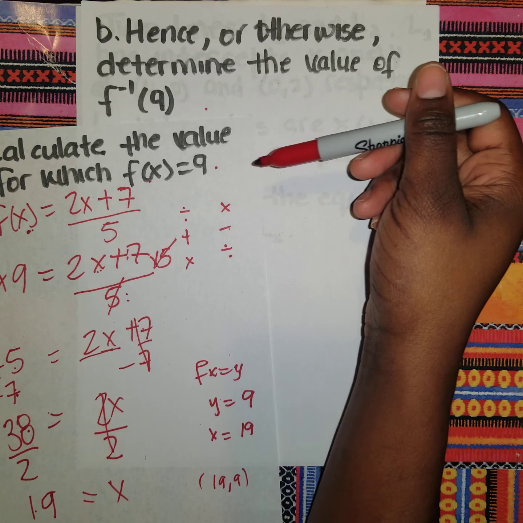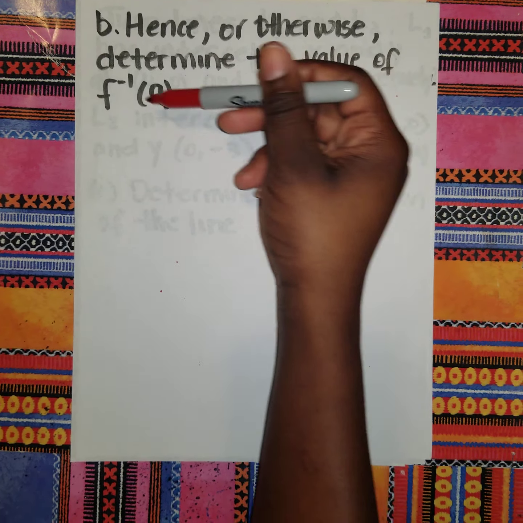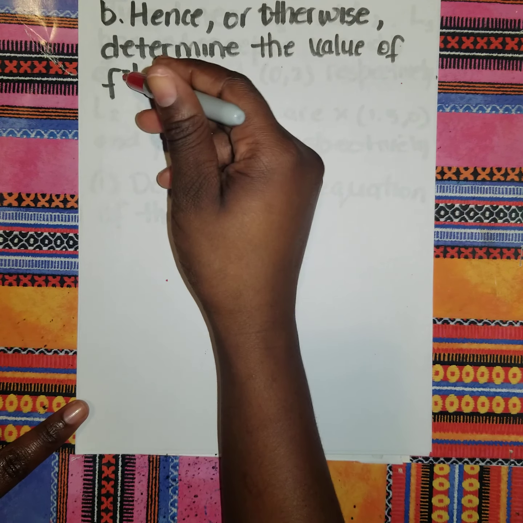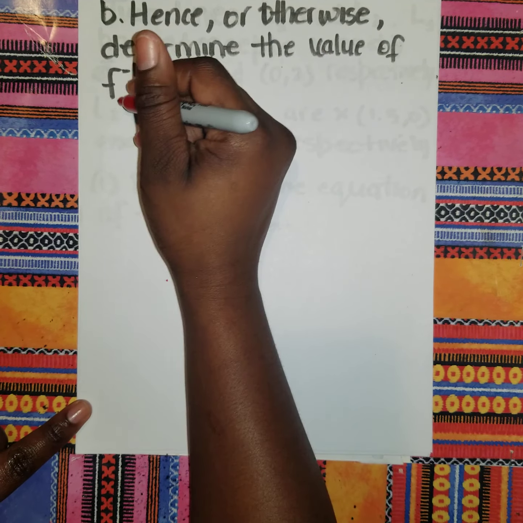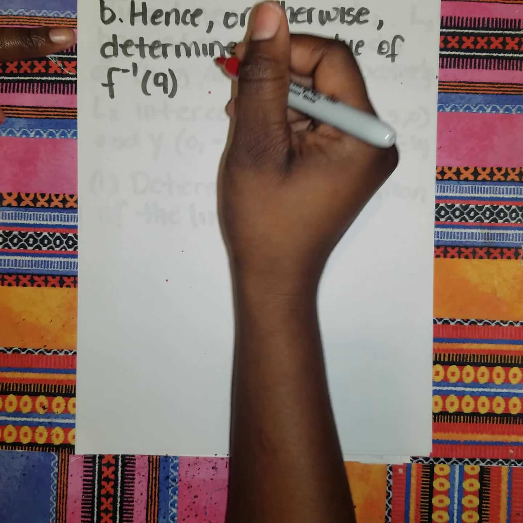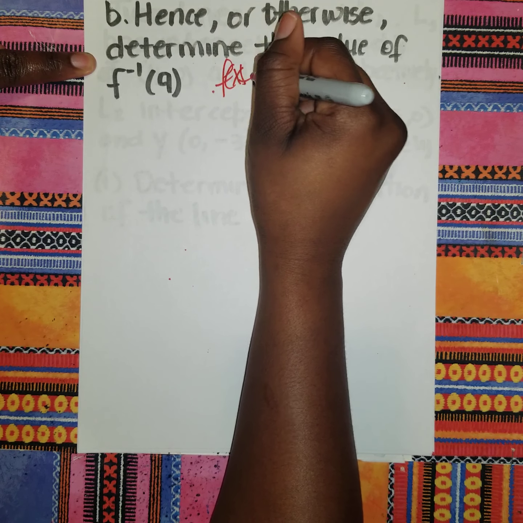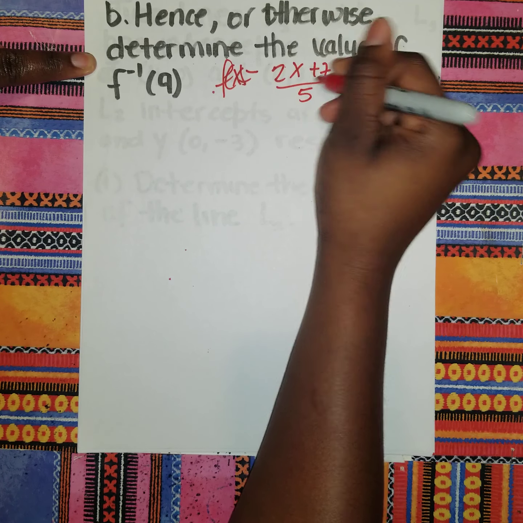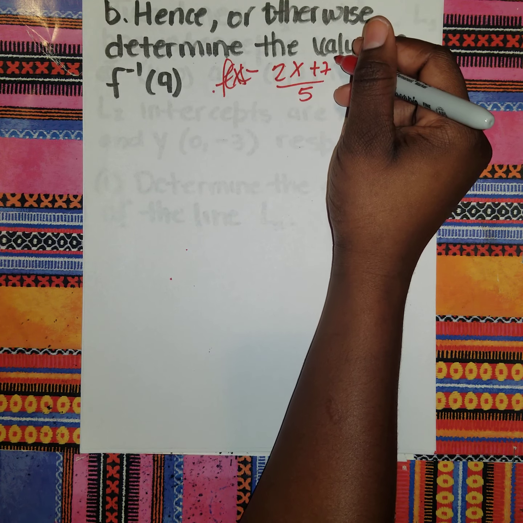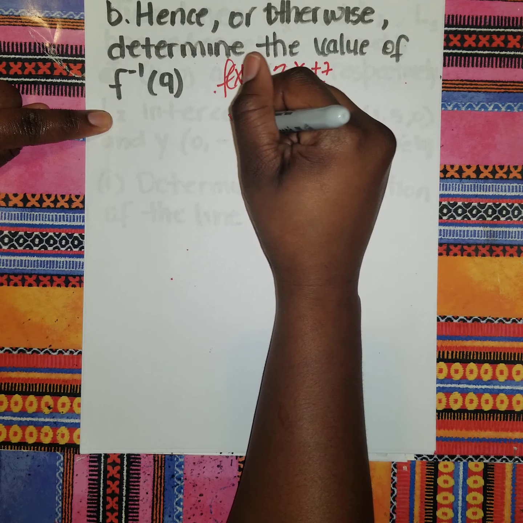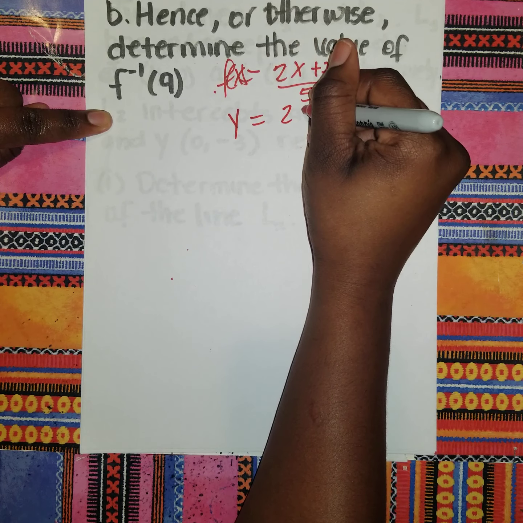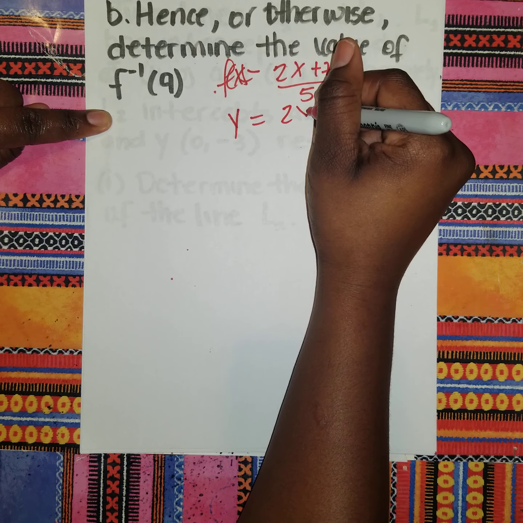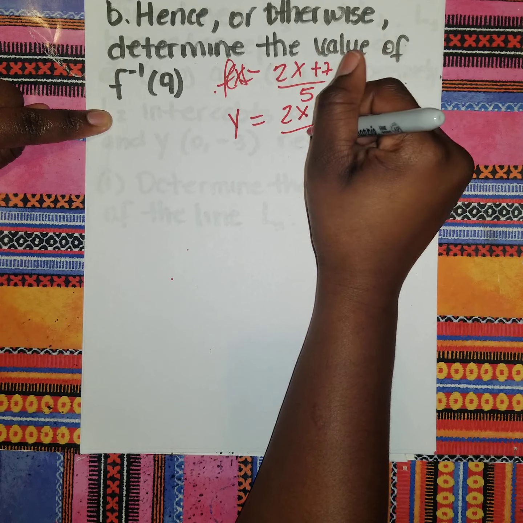The way that most typical persons will do it is to find the inverse of the function first. So you're basically going to find the inverse of f of x, then you put the 9 after. The function given was f of x is equal to 2x plus 7 all over 5. When you find the inverse, you're going to replace f of x with y. So y is equal to 2x plus 7 all over 5.